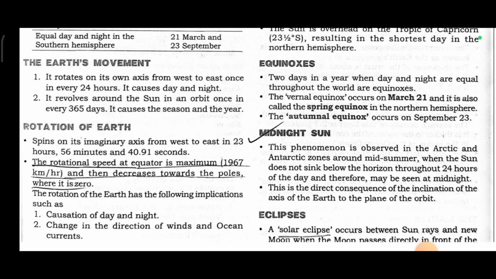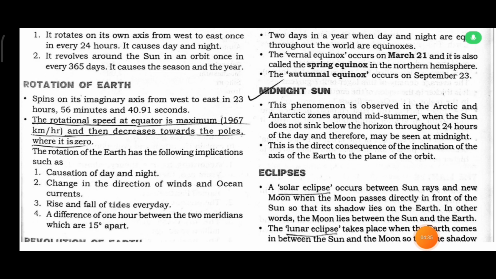Equinoxes. The 2 days in a year when the day and night are equal throughout the world are equinoxes. The vernal equinox occurs on March 21 and it is also called the spring equinox in the northern hemisphere. The autumnal equinox occurs on September 23.